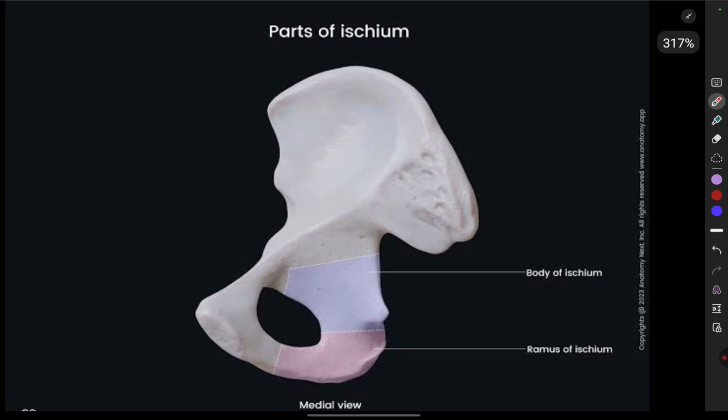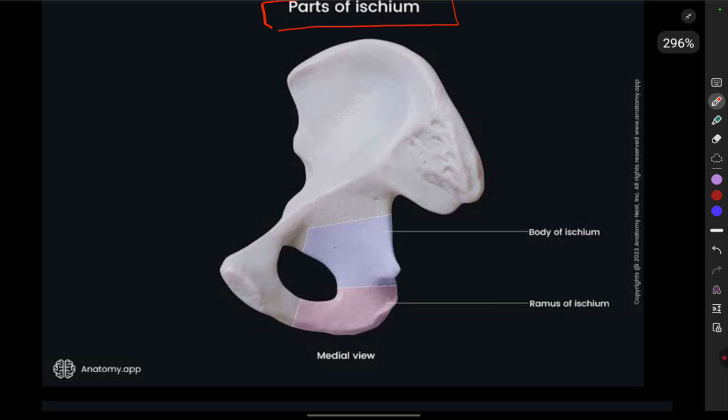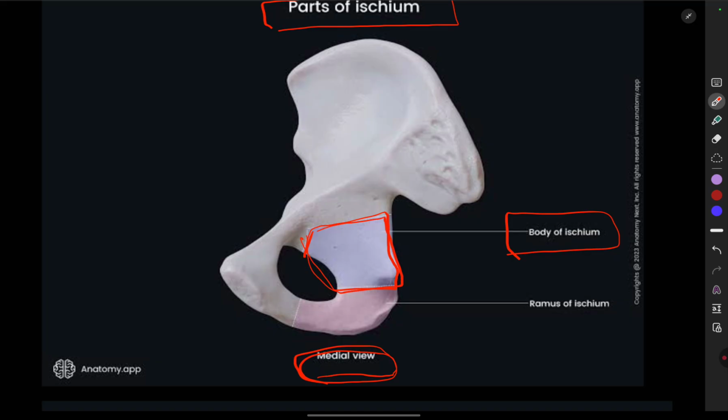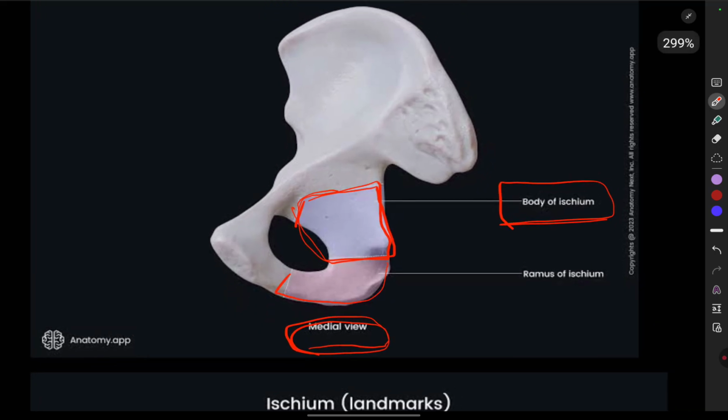See, this is the part of the ischium. So this whole is the ischium, part of the hip, like the pelvic bone. And see, this is the medial view. Whatever you see here in the purple color, this is the body of the ischium, seen from the medial side. Just behind that, or when seen from the lateral side, also is the same, that is the body of the ischium. And below that, whatever you see, this is the curved part looking like a crest. It is called the ramus of the ischium.